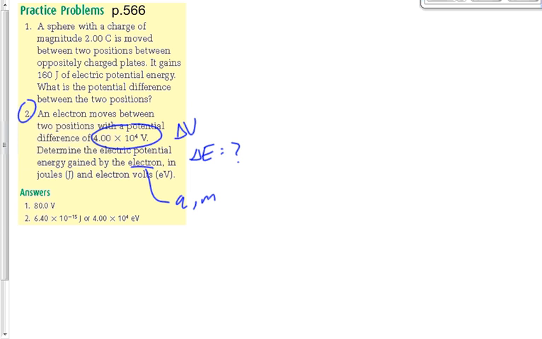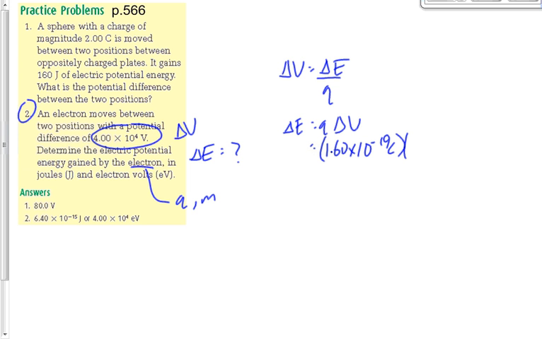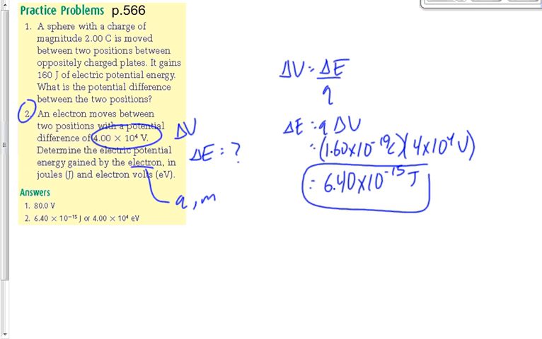All right, we're going to say delta V is equal to delta E over Q. Rearrange that to solve for delta E. It's Q times delta V. Okay, we get 1.60 times 10 to the minus 19, because that's the charge of the electron from our data sheet. Delta V is 4 times 10 to the 4 volts. When we multiply those together, we should get 6.40 times 10 to the negative 15 joules. Is that right? Is that good?